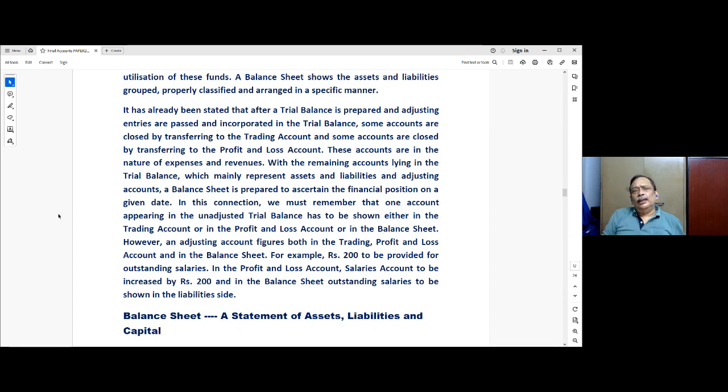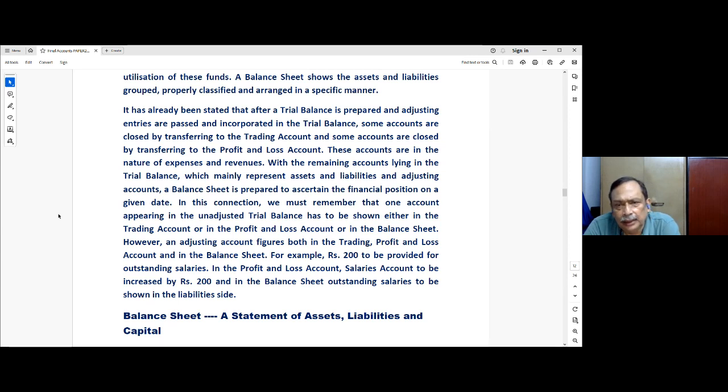Now, it has already been stated that after a trial balance is prepared and adjusting entries are passed and incorporated in the trial balance, some accounts are closed by transferring to the trading account, and some accounts are closed by transferring to the profit and loss account. These accounts are in the nature of expenses and revenues, with the remaining accounts lying in the trial balance, which mainly represent assets and liabilities, and adjusting accounts.